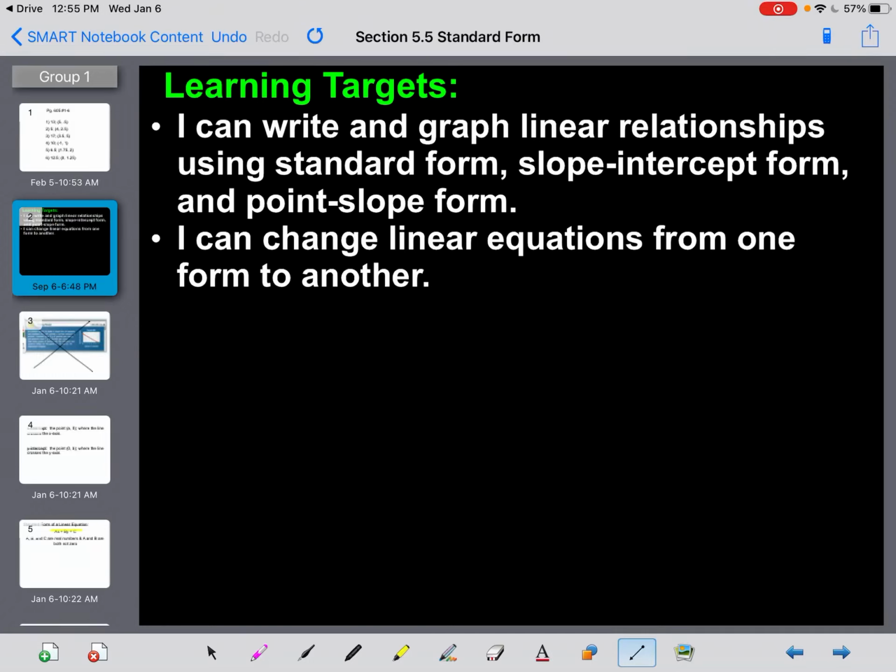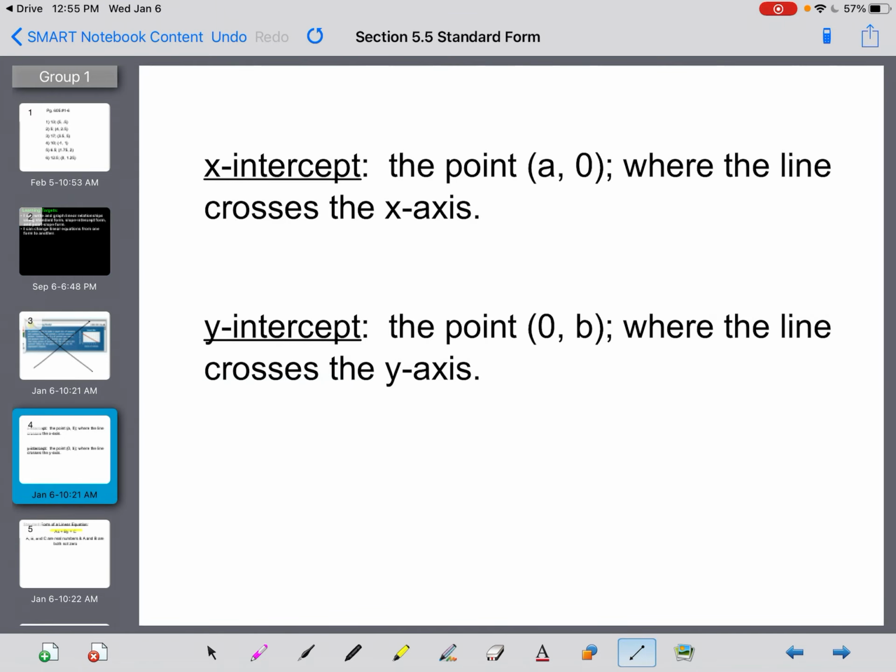Chapter 5, Section 5 is about the third and last form of linear equations, and this one is called standard form. There's two parts to this one also. By the end, you should be able to write and graph linear relationships using all three: standard form, slope-intercept form, and point-slope form, and you should be able to change linear equations from one form to another.